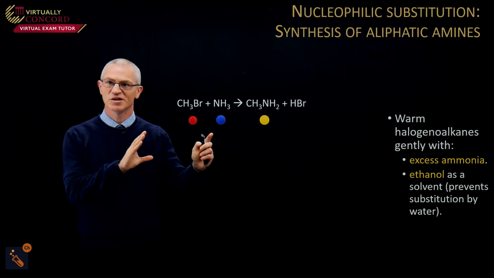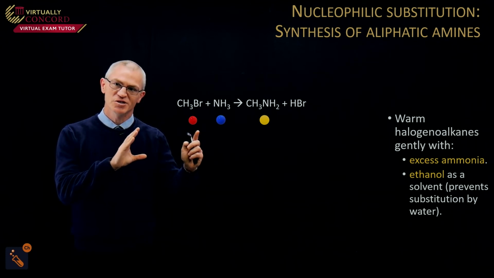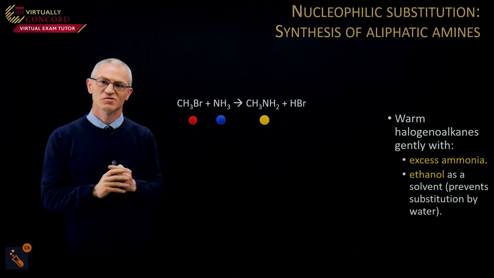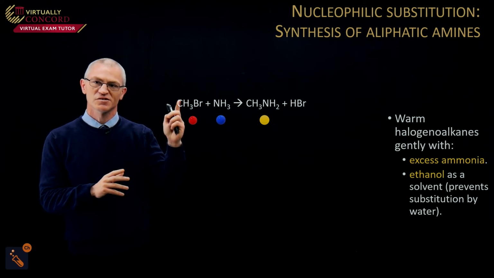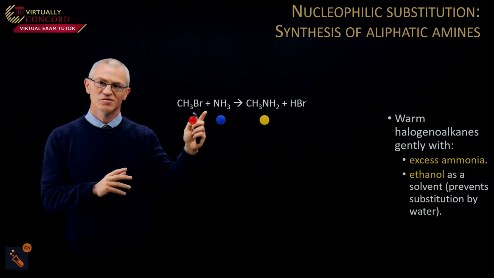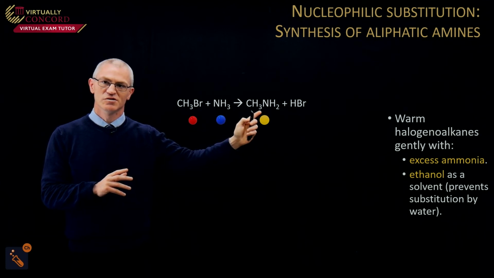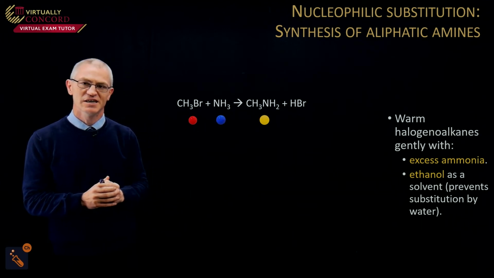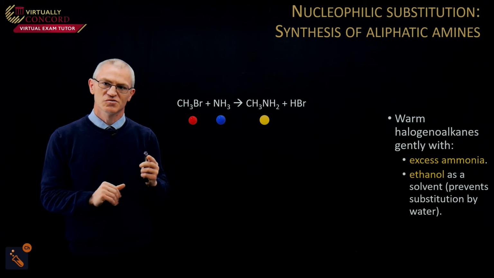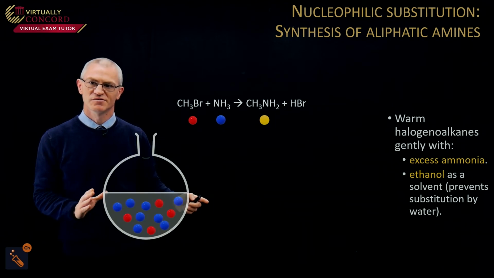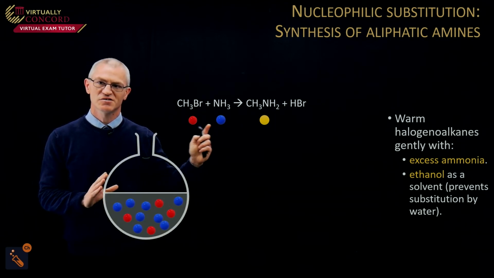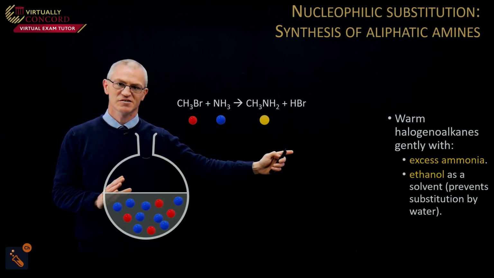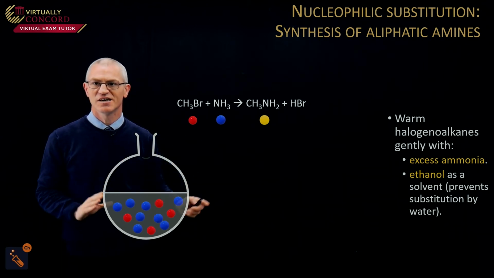I find this easier when I'm in class. I find it much easier if I just do these as different coloured balls. So our CH3Br is a red ball, NH3 is a blue ball, and our CH3NH2 is a yellow ball. And I told you they're all in one pot. So here is our pot. We start off with excess ammonia, because it says excess ammonia there. That is your condition, excess ammonia.